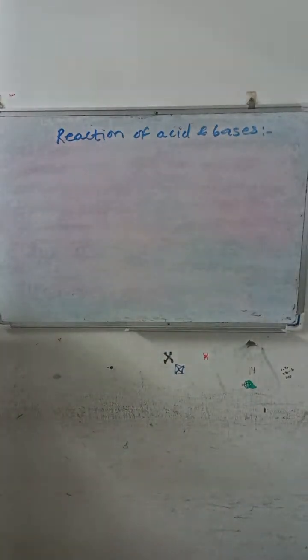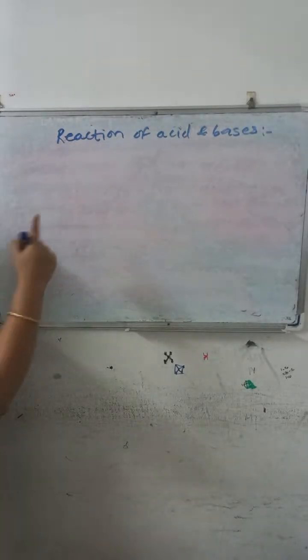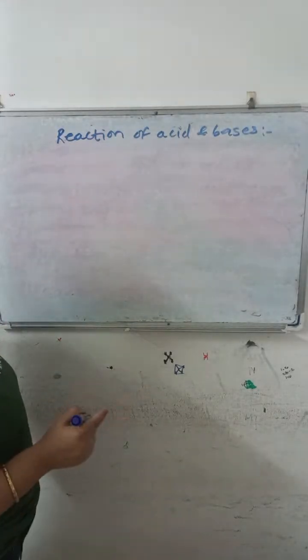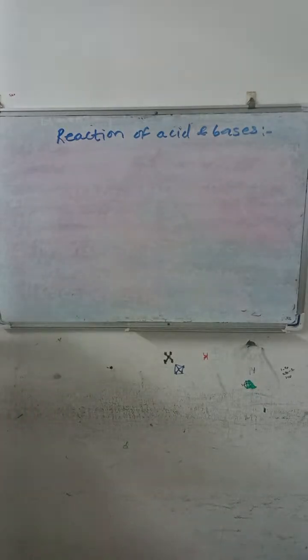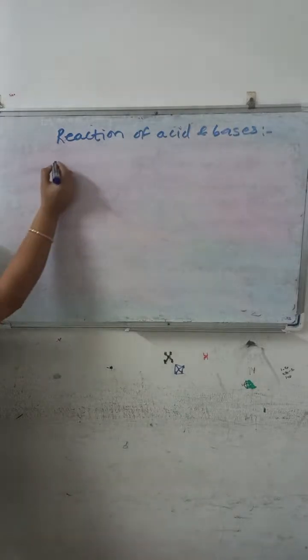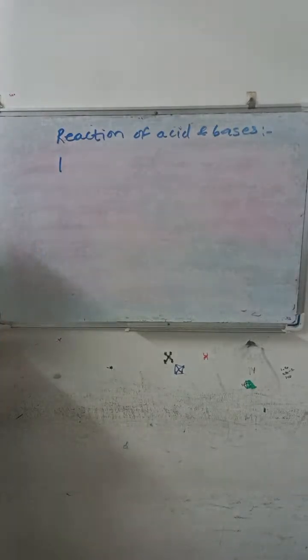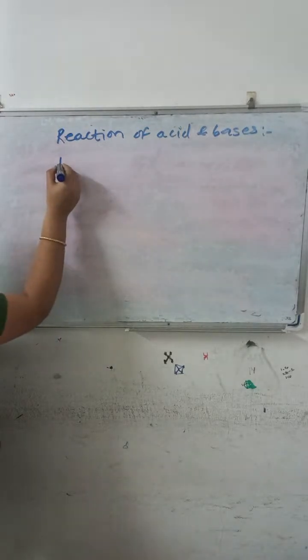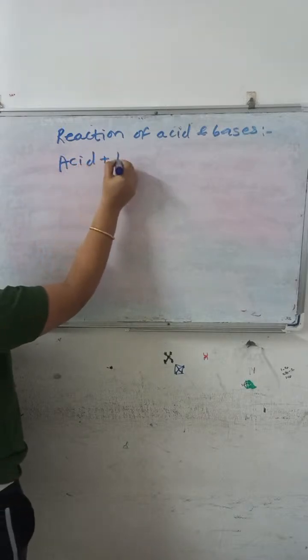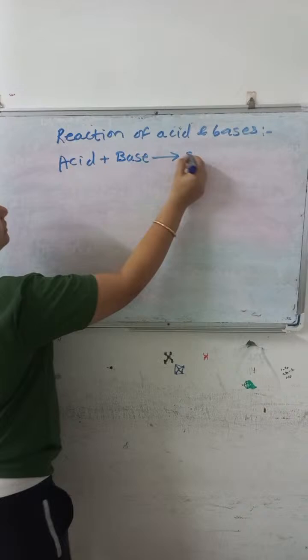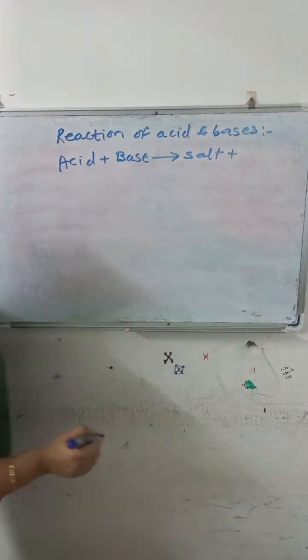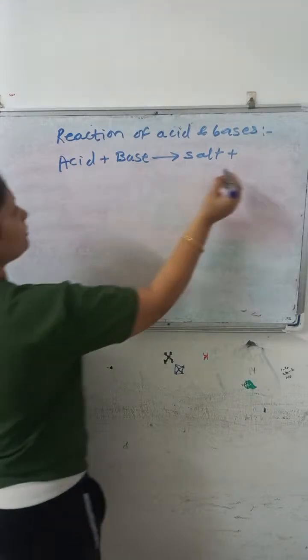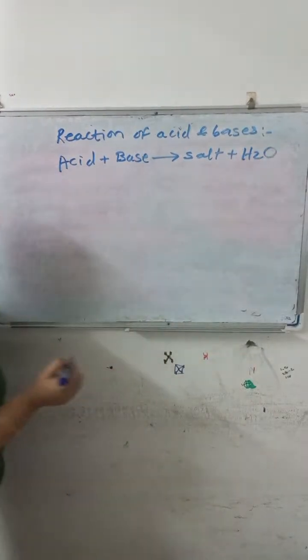Okay, so you can write down here, when the acid and base are reacting with each other, a neutralization takes place, and that reaction is called a neutralization reaction. I will write the basic formula: acid plus base gives salt plus water, salt plus H2O. This is the product we are getting.